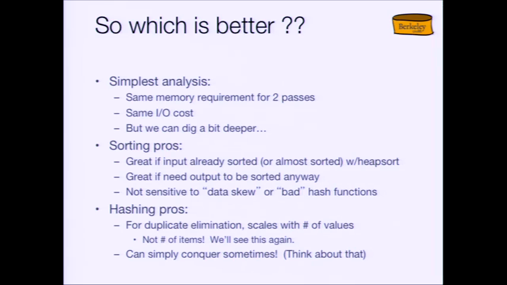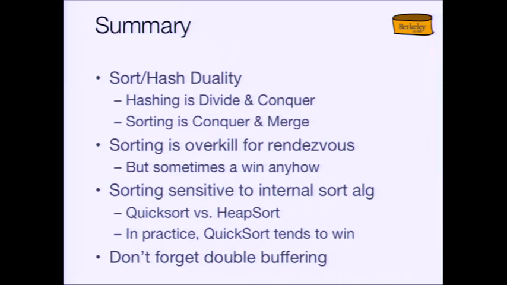So for certain tasks, like duplicate elimination or counting or what other things, caching, as we're going to see in our homework, hashing scales with the number of values, not the number of rows or items, which can be a huge difference. Okay, so that can be a big win. And therefore, you can simply conquer sometimes with hashing, and you don't have to partition or divide at all. Okay? All right, we're going to finish a little early today, which is not a bad thing.